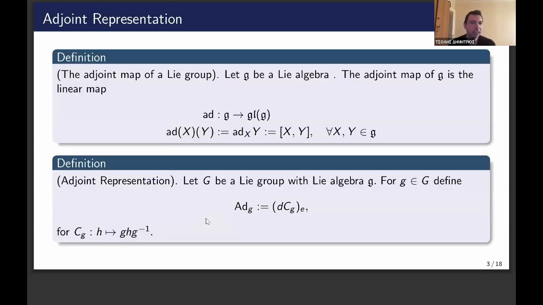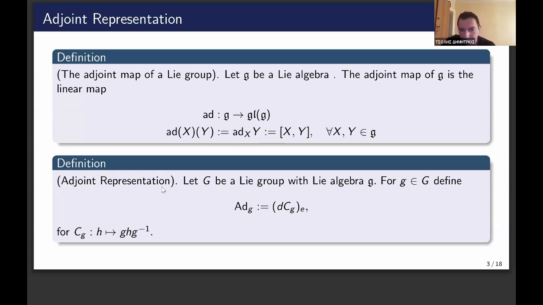Okay, we'll start with some basic facts about Lie groups. I'll remind you about the adjoint representation we have for Lie groups. First, we define the adjoint map of a Lie algebra. We write it as ad, and it takes two vector fields and maps them to their Lie bracket. So this is the adjoint map.